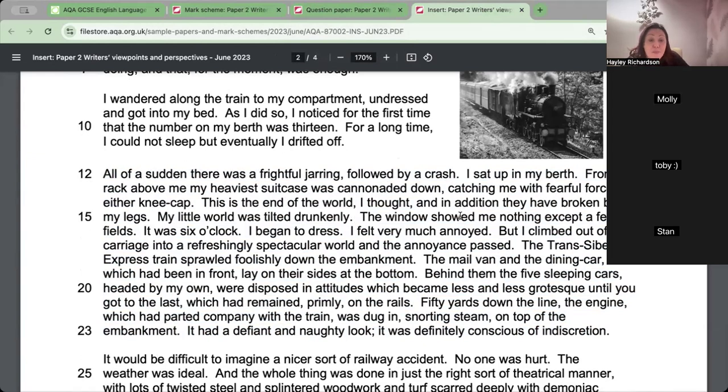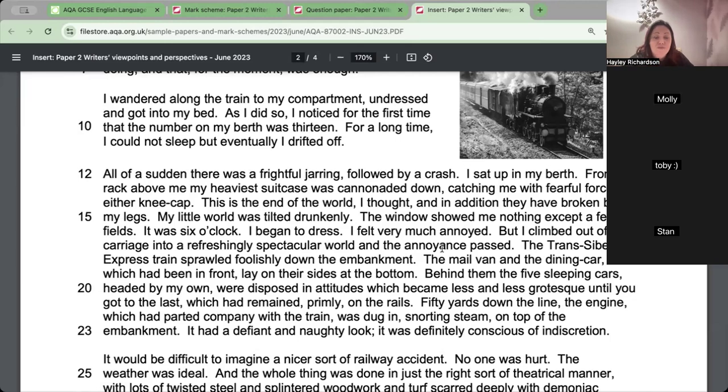Broken both my legs. My little world was tilted drunkenly, but a personification of his world. The window showed me nothing except a few fields. It was 6 o'clock. I began to dress. I felt very much annoyed. So lots of short sentences there. That snappy, oh, don't like it. It's giving away that annoyed feeling, isn't it?